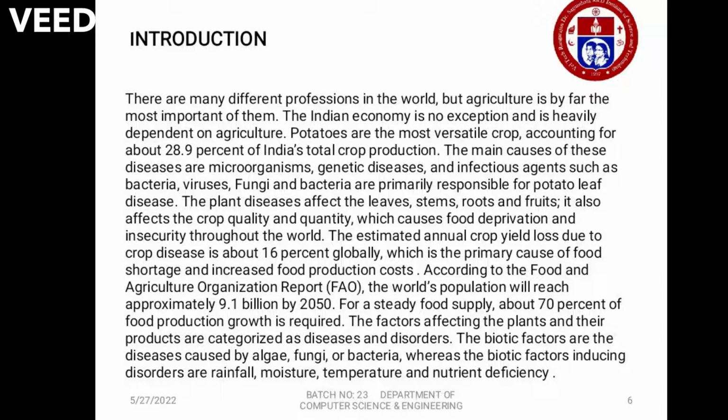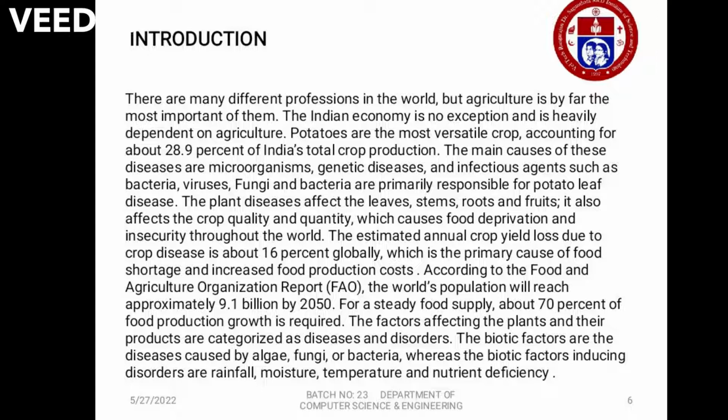Introduction. There are many different professions in the world, but agriculture is by far the most important of them. The Indian economy is no exception and is heavily dependent on agriculture. Potatoes are the most versatile crop, accounting for about 28.9% of India's total crop production. The main causes of these diseases are microorganisms, genetic diseases, and infectious agents such as bacteria and viruses. Fungi and bacteria are primarily responsible for potato leaf disease. The plant diseases affect the leaves, stems, roots, and fruits. It also affects the crop quality and quantity, which causes food deprivation and insecurity throughout the world.